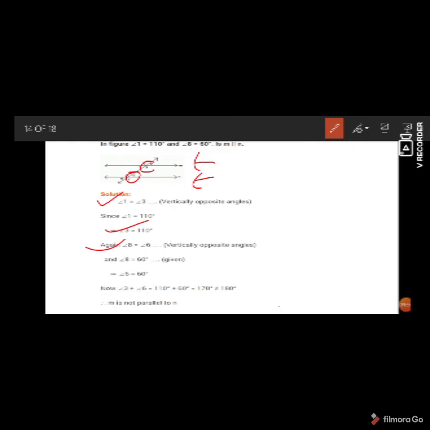Together the sum is 170 degree, which is not equal to 180 degree. So we can say that these two lines M and L are not parallel to each other. So M is not parallel to N.